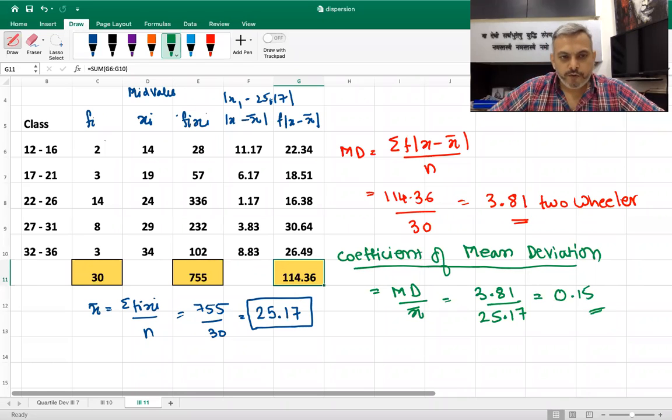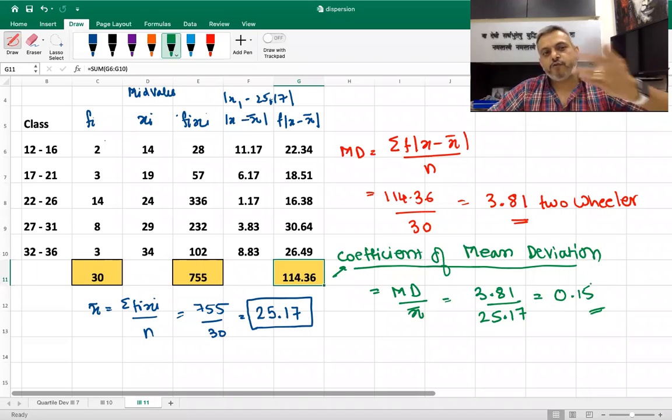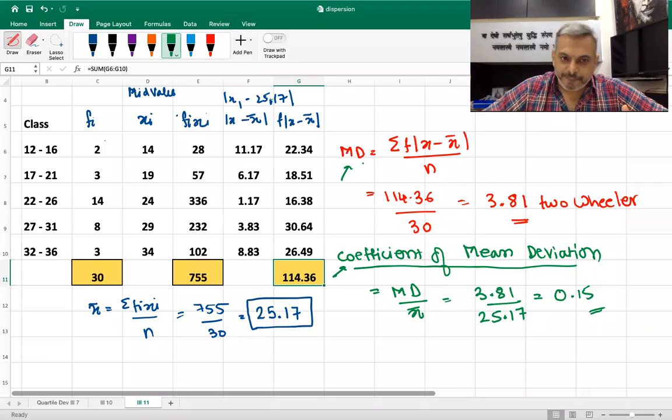Now, why do we use this relative measure, the coefficient? Because whenever we want to compare, we use a relative measure, and it is a unit free measure, so we don't write rupees, two-wheelers, marks, or years. But mean deviation is an absolute measure, so here we use the units. Go through the sum, see if you have any doubts.